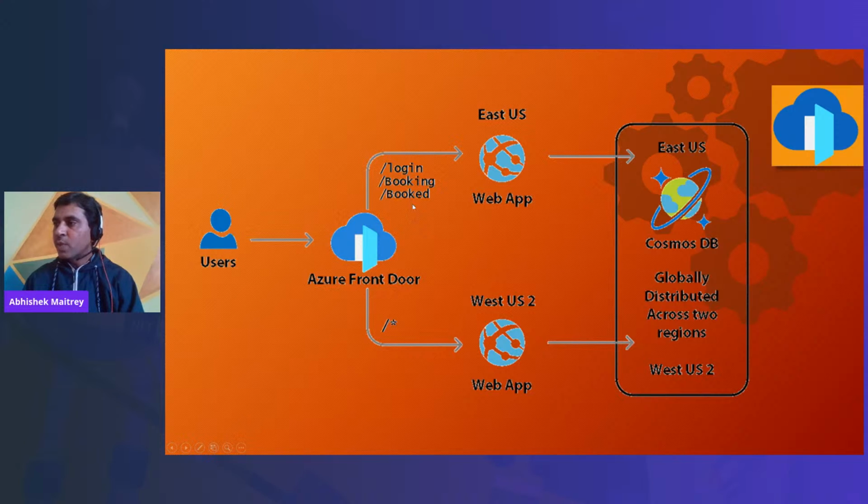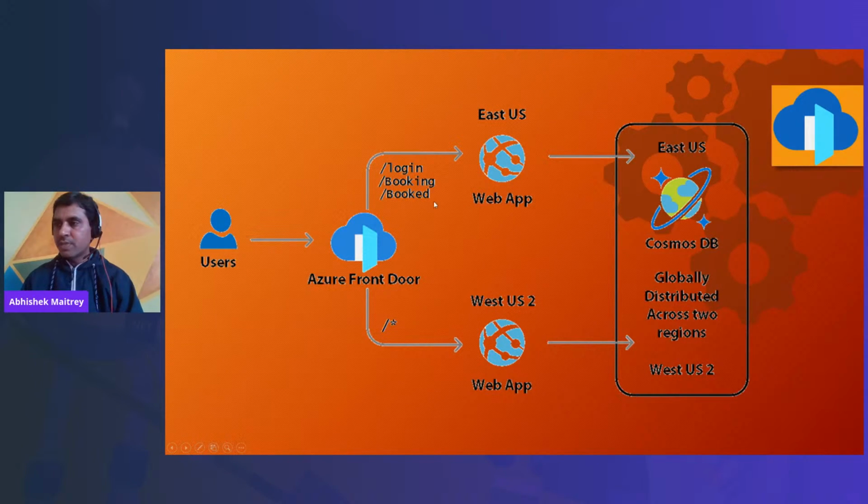It means URL-based routing has happened. Whenever the request comes from the user through the custom domain, and if any /login, /booking, or /booked is found, the request would probably come here to the East US web application. I assume you know how to create web applications and what their purpose is.